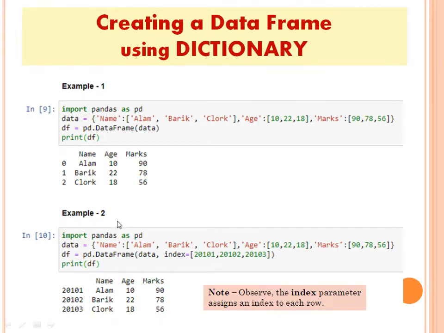Okay. Now see example 2. Here the main thing is I'll change the index numbers into admission numbers. See here, example 2: import pandas as pd, again data equals to list of names, list of age, list of marks, then pd.DataFrame(data), comma, index equals to some admission numbers. Okay, so these admission numbers replace the default values of 0, 1 and 2. Am I clear?